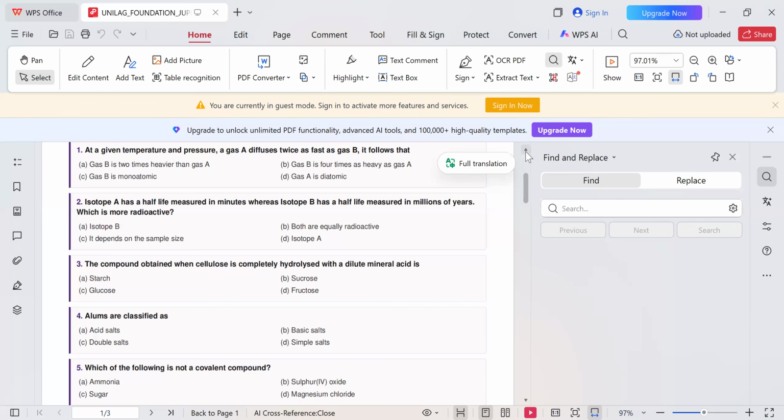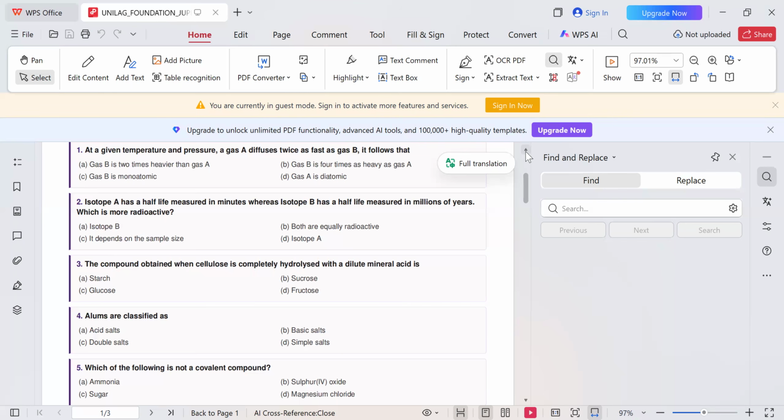Number 3, we have C. Then number 4, alums are classified as what? Now, alums are classified as double salts. The formula for alum is potassium aluminium sulfate dodecahydrate. That's the name for alum. So the answer is C.